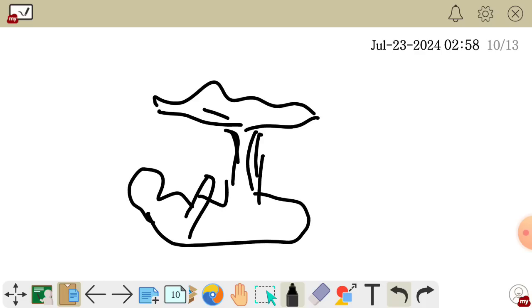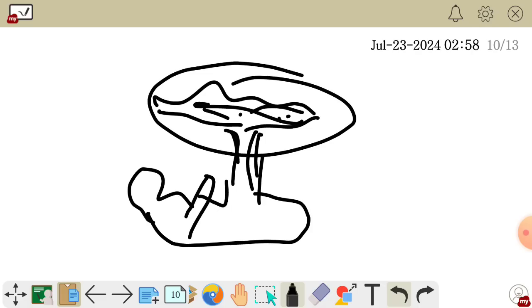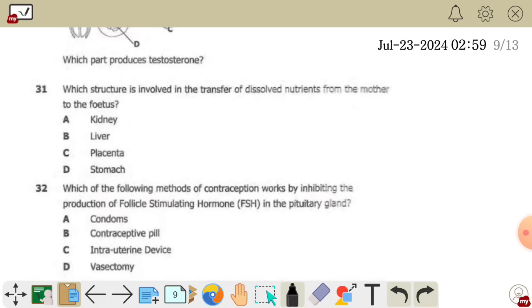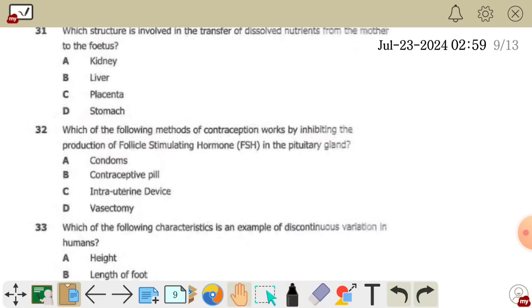Okay, so now this structure here is the one which is involved in the transfer of dissolved nutrients. So the placenta is the correct answer for question 31.